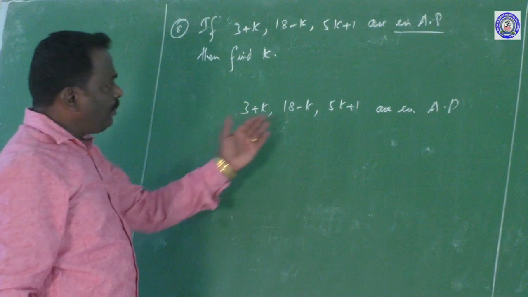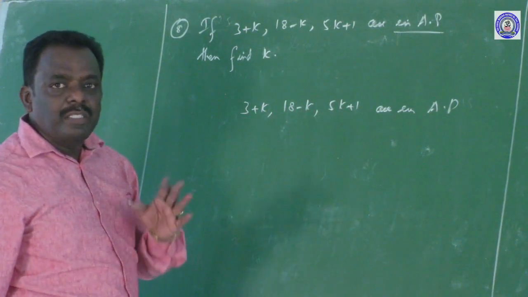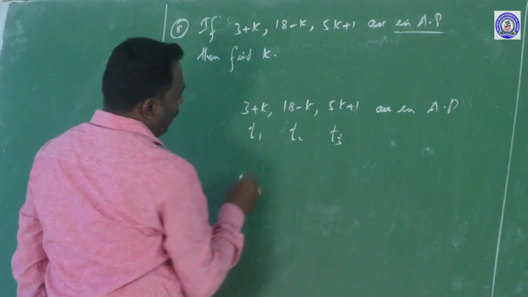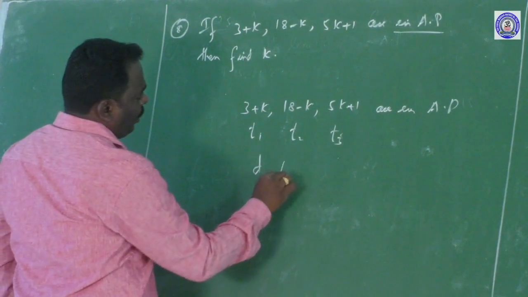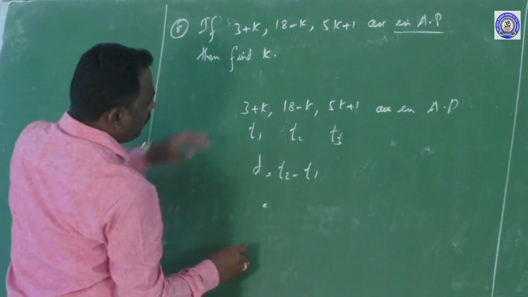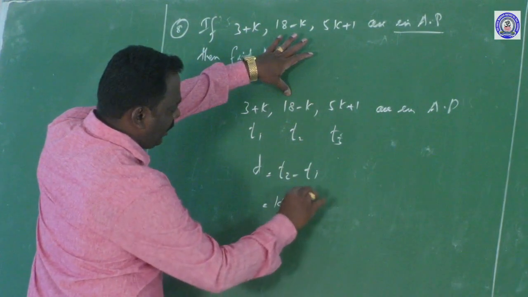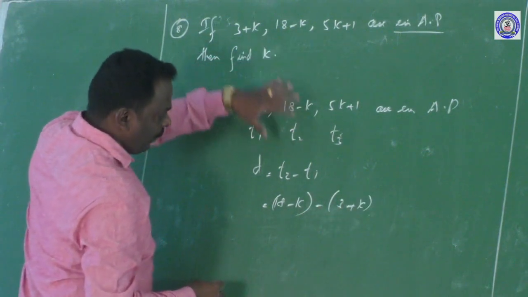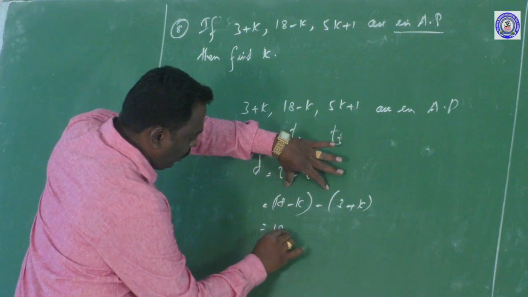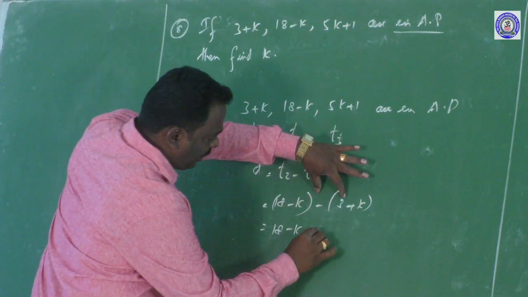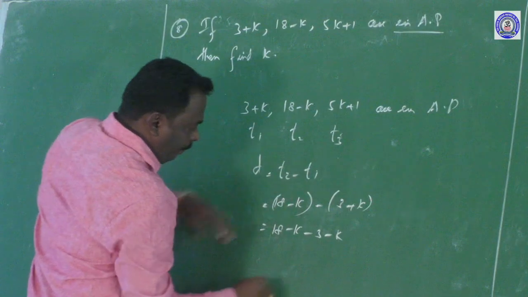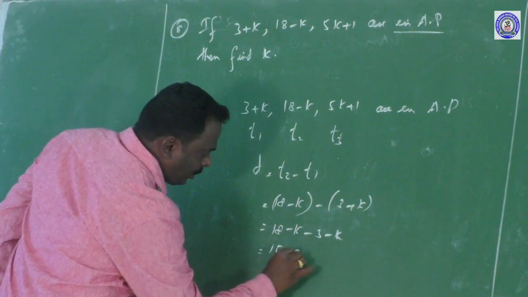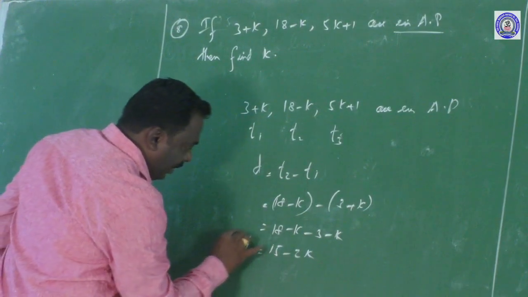If the three terms are in AP, the common difference should be equal. What is the common difference? First term, second term, third term. The common difference d is the second term minus the first term. The second term is 18 minus k, minus the first term, which is 3 plus k. Now just remove the bracket: 18 minus k minus 3 minus k. Adding the values, it is 15 minus 2k. That is called the common difference.